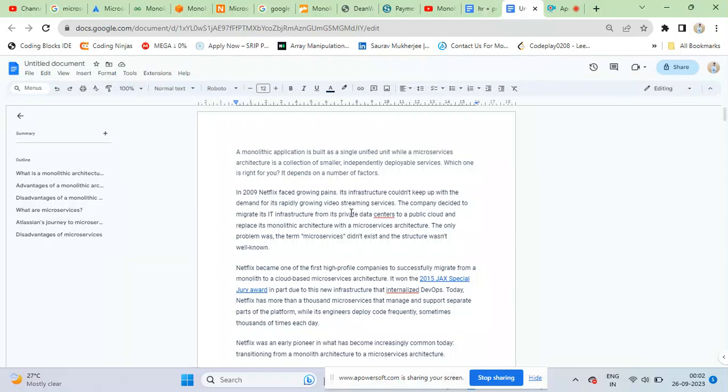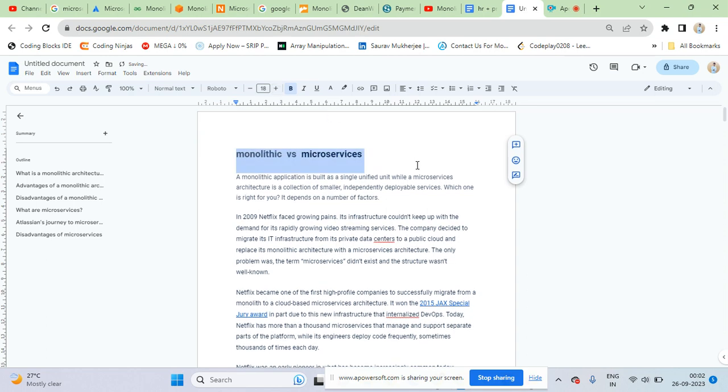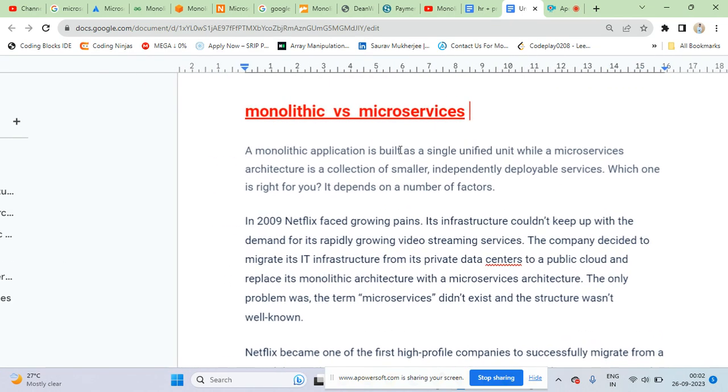Hi, so let's talk about a topic which is very famous nowadays, and this topic name is monolith versus microservices. So let's talk about them in detail.